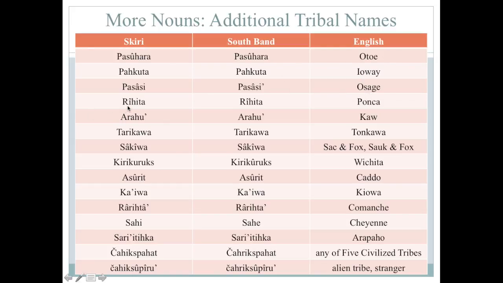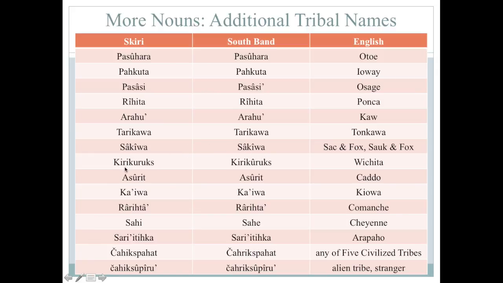For the next tribe, we have Rihita. South Band, Rihita, meaning Ponca. For the next one, we have Arahu. South Band, Arahu, meaning Kaw. Next tribal name, we have Tarikawa. South Band, Tarikawa, meaning Tonkawa. Next tribe, we have Sakiwa. South Band, Sakiwa, meaning Sac and Fox.